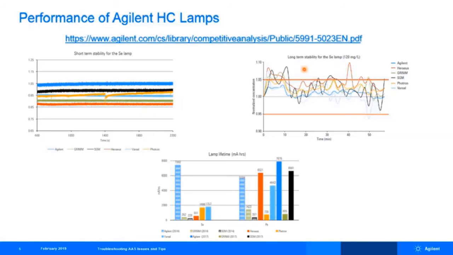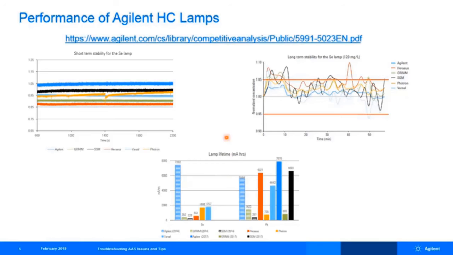The long-term stability is shown on this side of the chart. And this is based on the measured absorbance for a calibration standard at a concentration of 120 ppm. These solid red lines show control limits of plus or minus variation from the expected result. The Agilent lamp is shown here in the light blue color. It provides the best overall stability, with the average precision being less than 1% RSD for all measurements over this 1 hour period, compared with the worst result for the Varsol lamp, which was more than 3%.